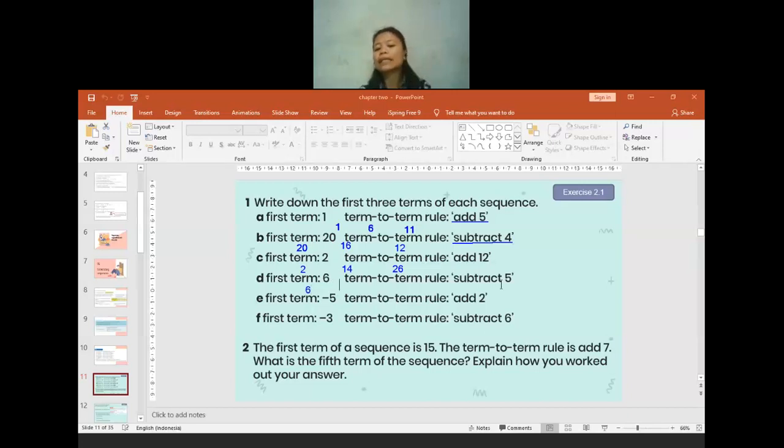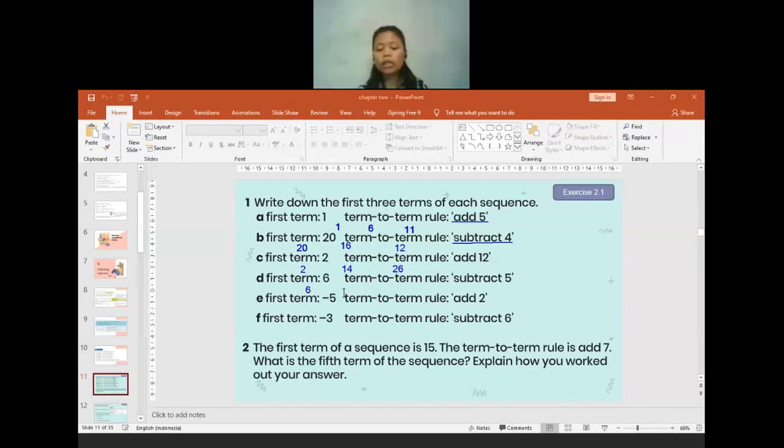After that, to find the second term, you need to read the rule. Subtract 5. So it means I need to subtract 5 from the first term. So how many will it be if I subtract 5?